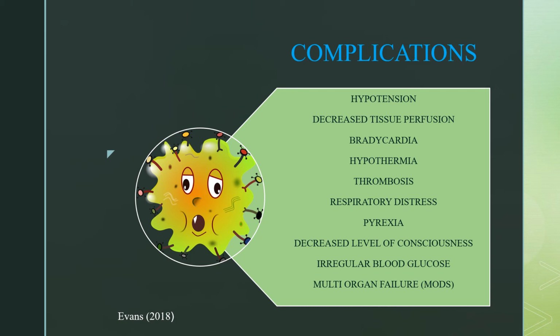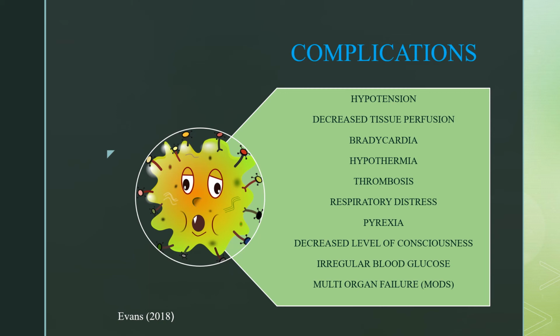There are multiple complications of septic shock, and this combination of complications can lead to organ failure, tissue damage, and some of those are hypertension. The decreased tissue perfusion can cause tissue damage because there is no proper blood flow to the tissue. The heart rate can slow down.